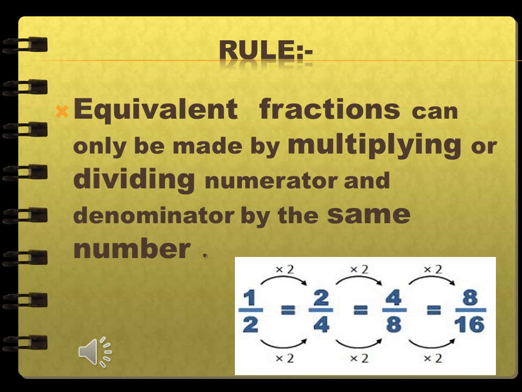Equivalent fractions can be formed by multiplying or dividing the numerator and the denominator by the same number. For example, if you see on the screen, 1 upon 2 is the given fraction. If I multiply the numerator and denominator by 2, I get another equivalent fraction, that is 2 by 4. Because if I reduce 2 by 4 again, dividing it by 2, I get the original fraction 1 by 2. So in this way, many equivalent fractions can be formed.